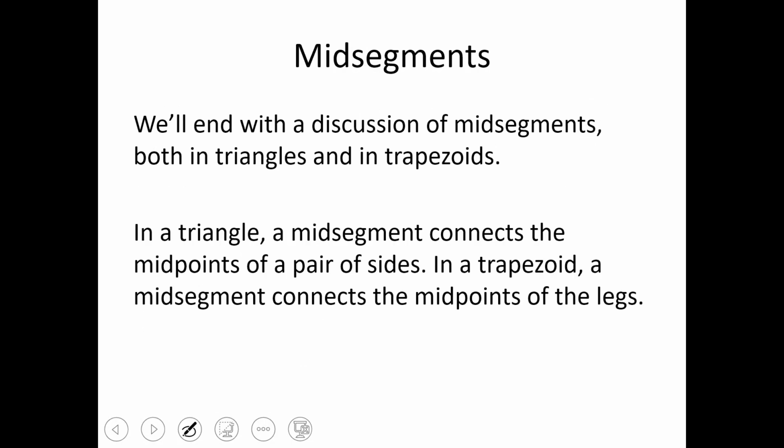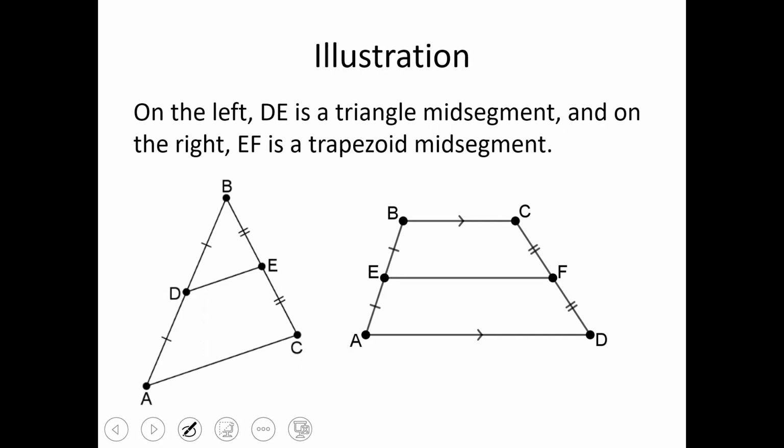All right, finally, the final set of results that I wish to consider, and one of these we've already encountered. We'll actually come back to it again at a later point as well. It's about mid-segments. We'll consider mid-segments both in triangles and trapezoids. And what mid-segments do is they connect midpoints. In a triangle, they connect the midpoints of a pair of sides. In a trapezoid, they connect the midpoints of the legs specifically. So here are diagrams to illustrate the idea.